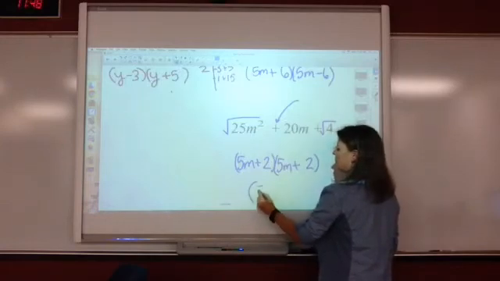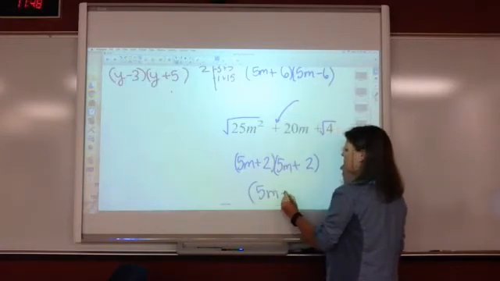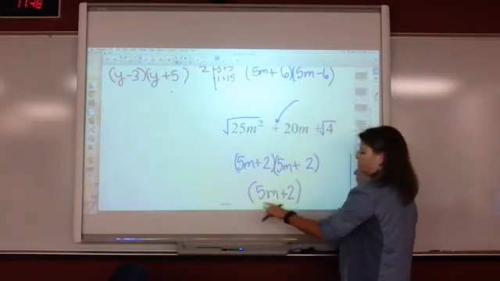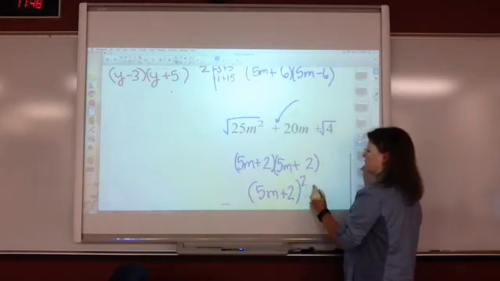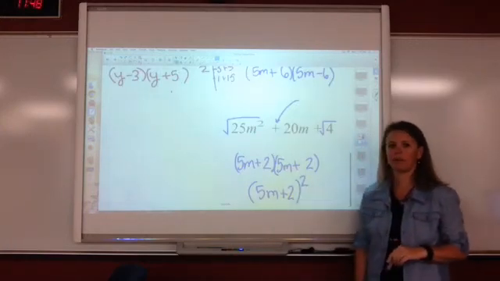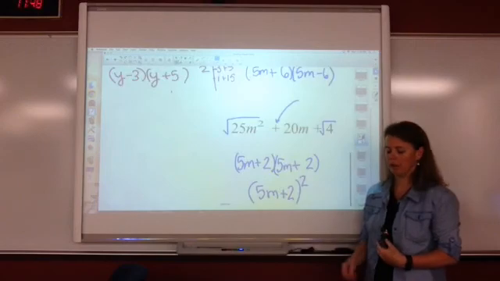You can simplify this answer by writing 5m plus 2. You're taking that times itself, which is 5m plus 2 squared. All right, on to frame 8.